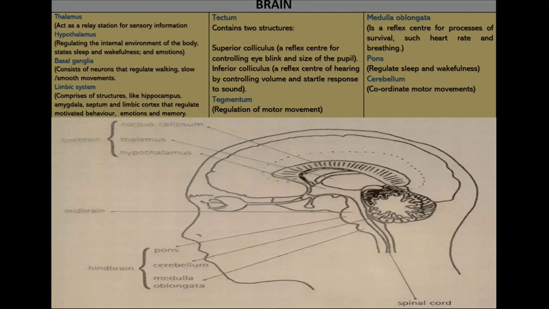Then the last part of the brain, which falls under the forebrain. The major structures of the forebrain are the thalamus, hypothalamus, basal ganglia, and limbic system. What is the thalamus? The thalamus consists of a collection of nerve nuclei. Its main function is to act as a relay station for sensory information. What do you mean by sensory information? The incoming information is received by the thalamus and sent to the appropriate areas of the cortex of the brain.